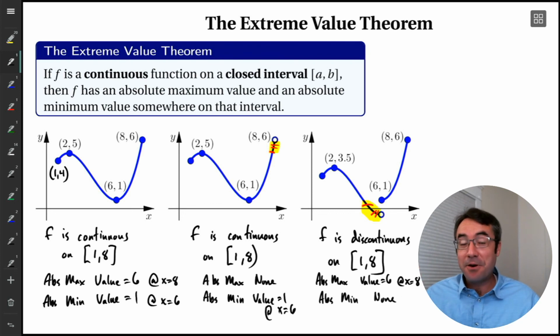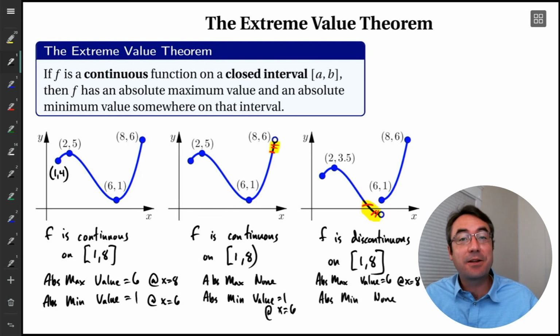So if our function's continuous and defined on a closed interval, then this theorem is really nice. It tells us we're guaranteed to have an absolute max and min. But if those two conditions are not met, well, then we don't know what's going to happen. And we have to kind of look a little closer.